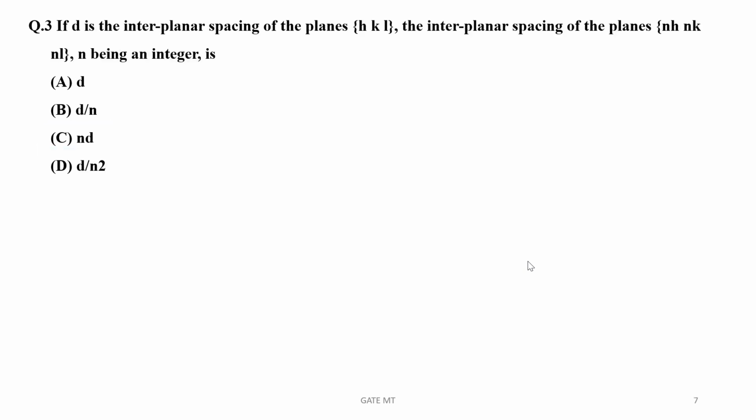Okay. So the next question is, if D is the interplanar spacing of the planes HKL, then the interplanar spacing of the planes NH, NK, NL, with N being an integer, is: option A is D, option B is D by N, option C is ND, and option D is D by N power 2. So anybody? If you know the equation for interplanar spacing, then you will be able to answer this question. Can anybody solve and tell me?